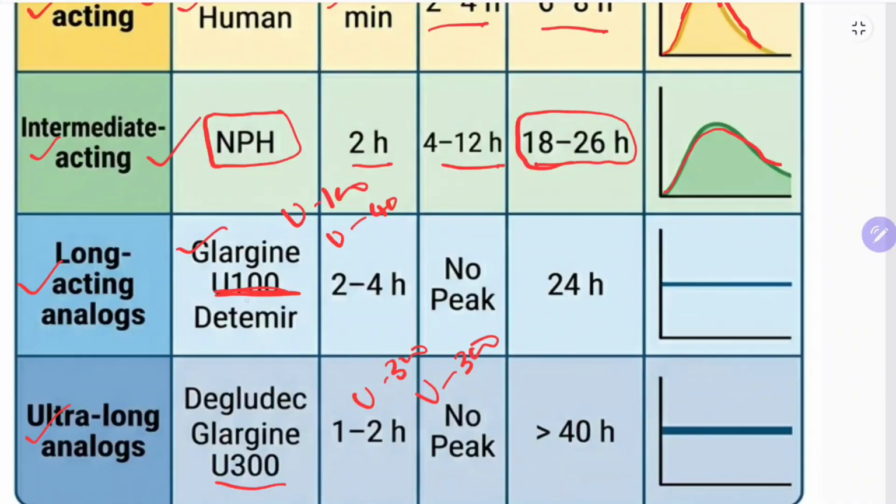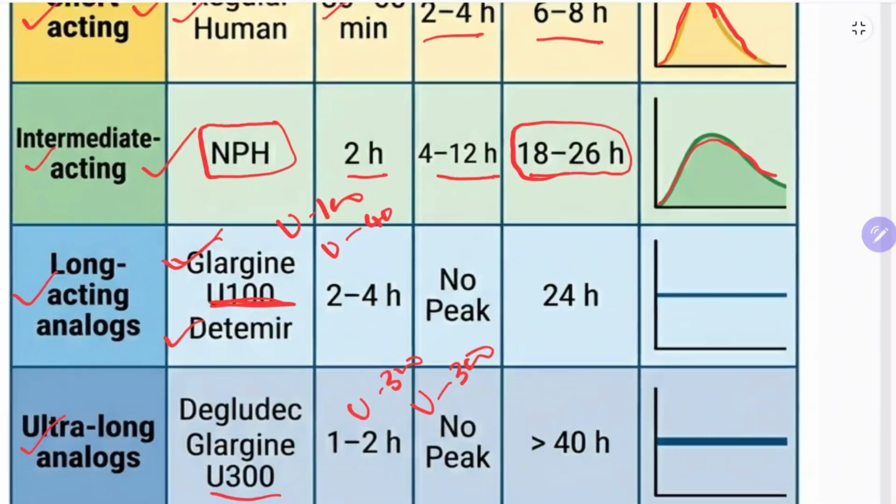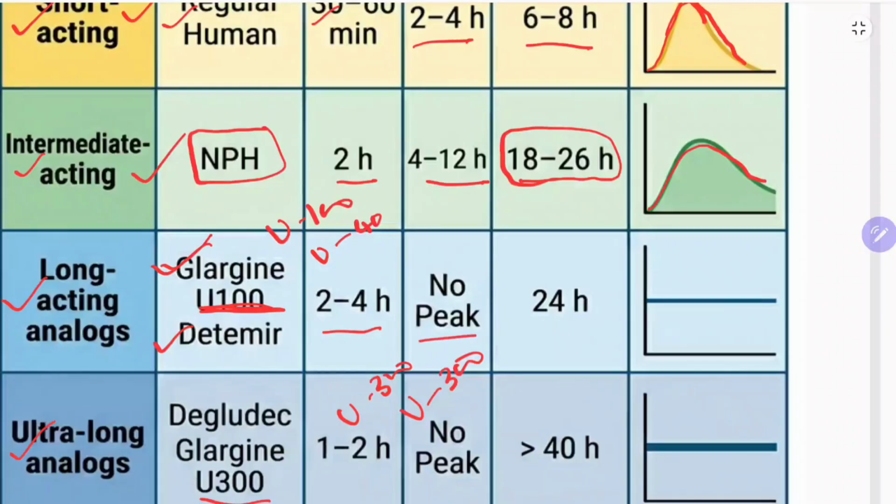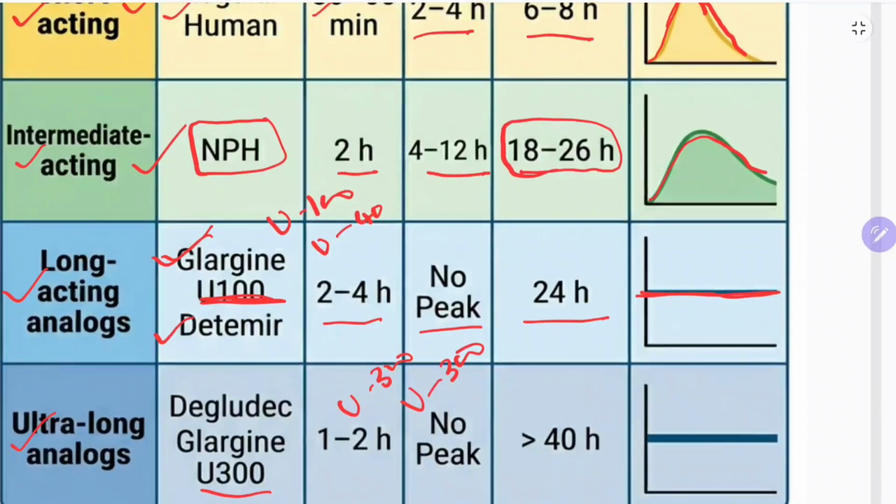For long acting insulin, there are two examples: glargine unit 100 and detemir insulin. Onset of action is 2 to 4 hours. There is no peak. These are basal insulins, they will not have any peak. Duration of action is 24 hours, which means you should give it once a day. So this will be the curve actually.